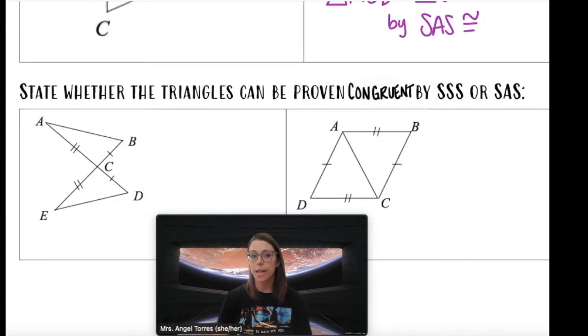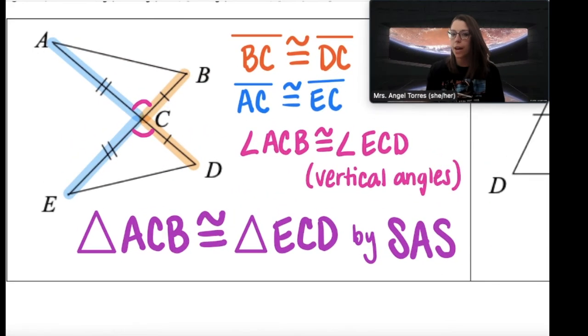It's your turn to try. State whether these triangles can be proven congruent by side, side, side, or side angle side. Let's see how you did.